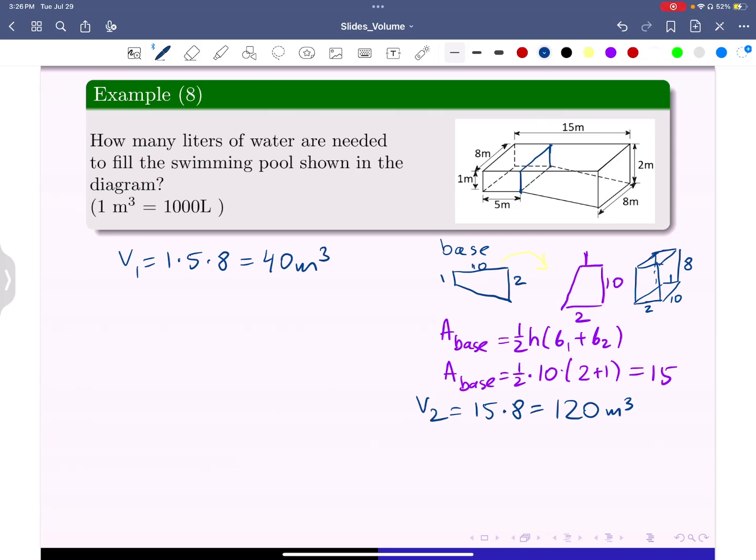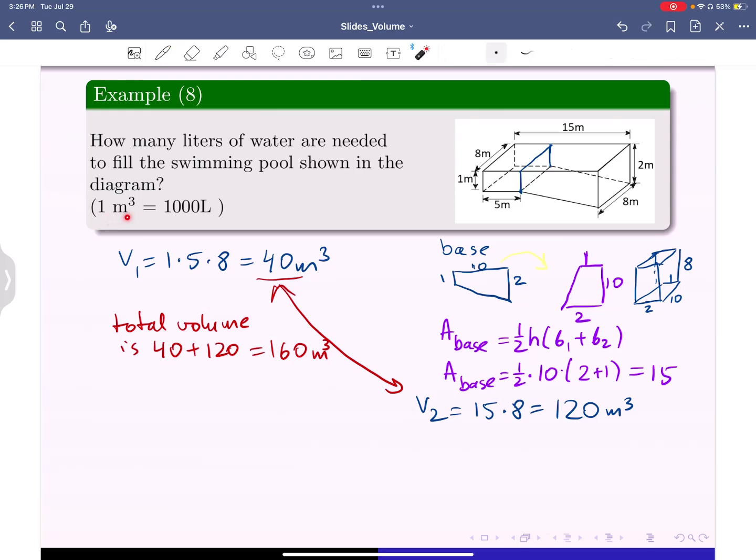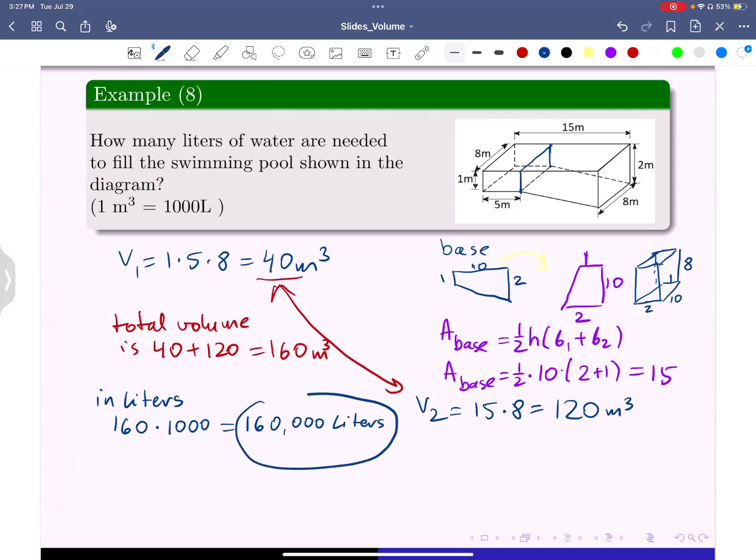So the total volume of the pool would be those two. Total volume is 40 plus 120, so that gives me 160 meters cubed. That's the volume. Now, we have it right here that 1 meter cubed is 1,000 liters. So how many liters of water? So we need to multiply 160 times this 1,000 liters. So in liters, 160 times 1,000 liters. So that gives me 160,000 liters of water needed to fill up this pool.